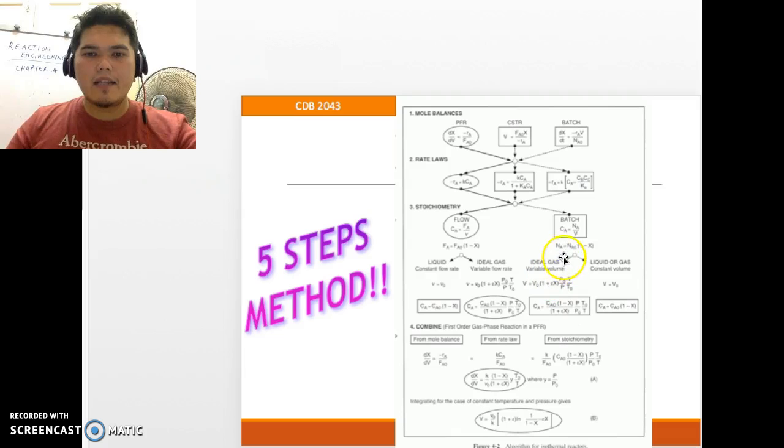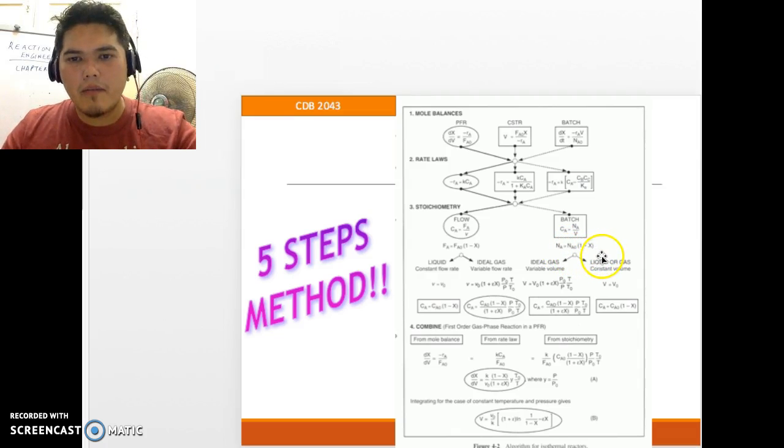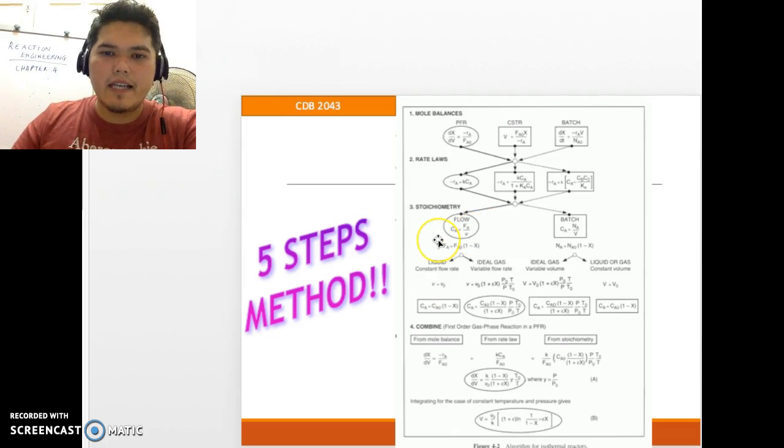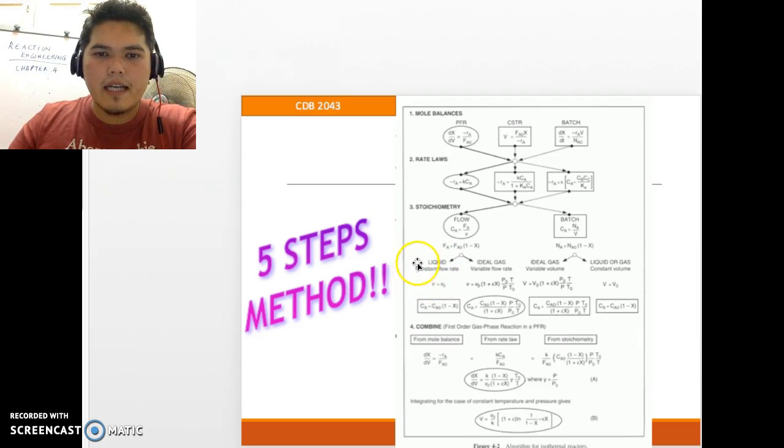And we have learned that to measure our species, for example, Na equals Na naught times (1 minus X), and Fa equals Fa naught times (1 minus X). And we also learned that if we are dealing with the liquid phase, there is a constant flow rate. Similarly, for a batch reactor, if it is constant volume, V equals V naught, and for the flow system, small v equals small v naught.